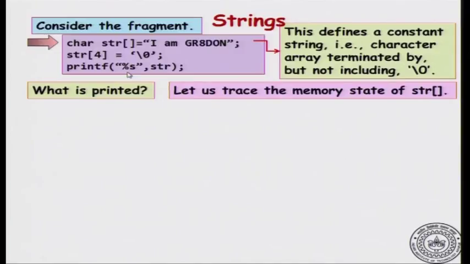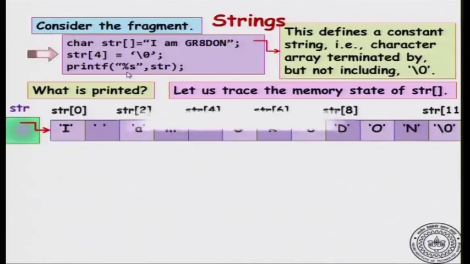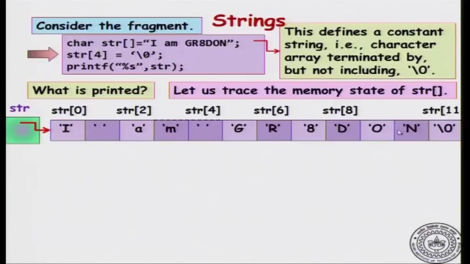Let us see what happens here. I declare the array and initialize it using a string constant, so it has all these letters followed by a null at the end. Then when I set str[4] equal to null, it goes to the 4th location in the array and changes that to null. There was a space there before, but now you insert a null character there. After the null character there are other non-null characters and then there is a second null.